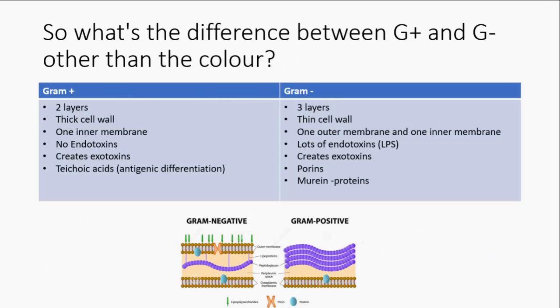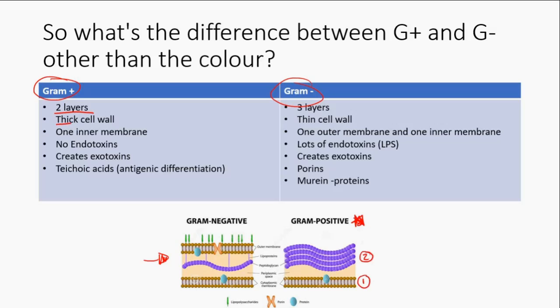So there are two types. There's gram-positive and then there's gram-negative. Okay, and here is the same image for your reference. So let's go over it quickly. Gram-positive bacteria have 2 layers. So here, this is gram-positive right here, okay? It has your cell membrane, that's your first layer, and then the second layer is your cell wall, right?